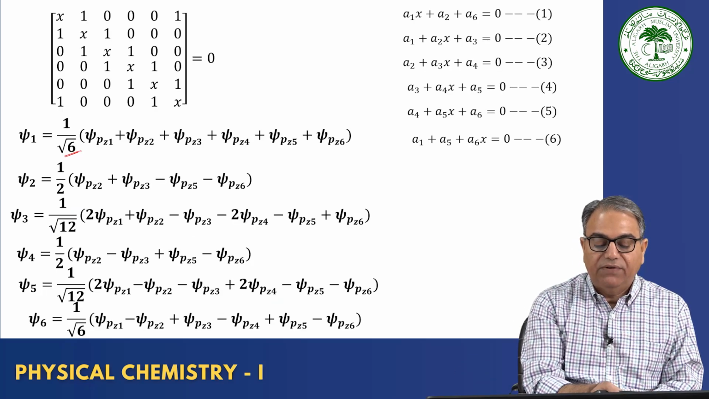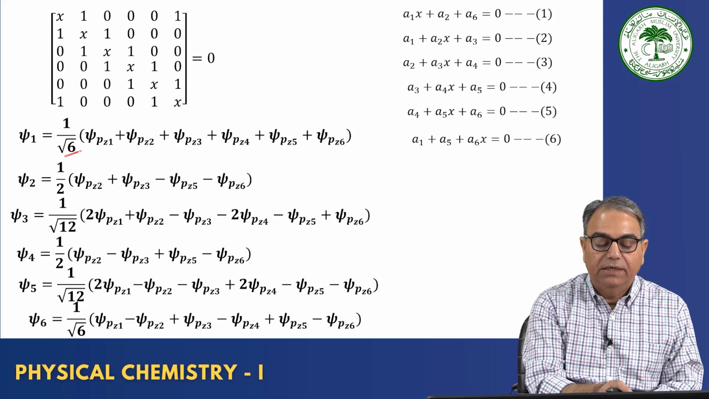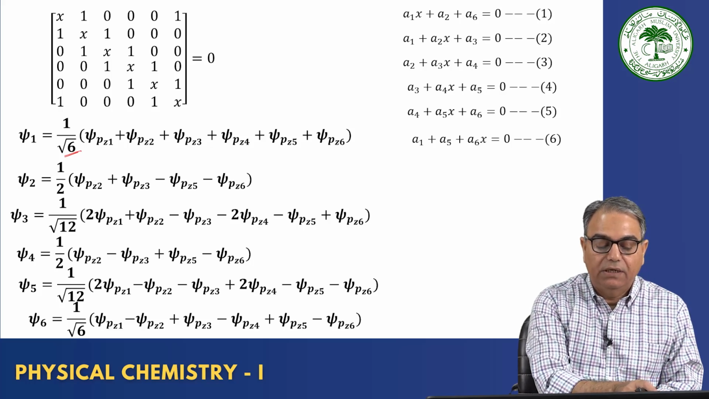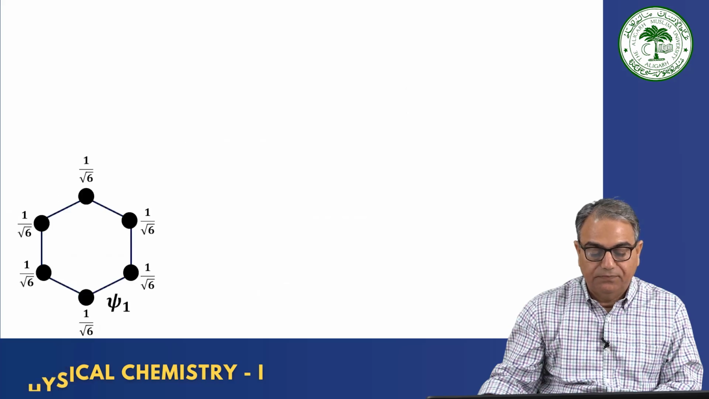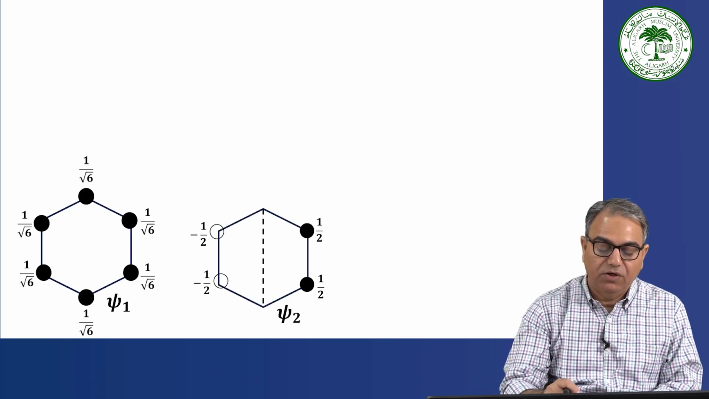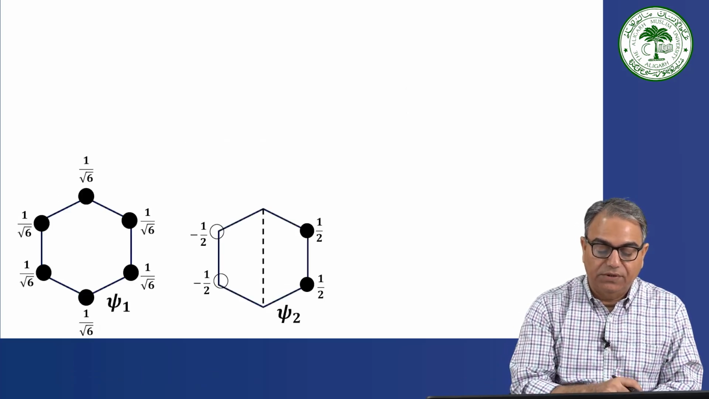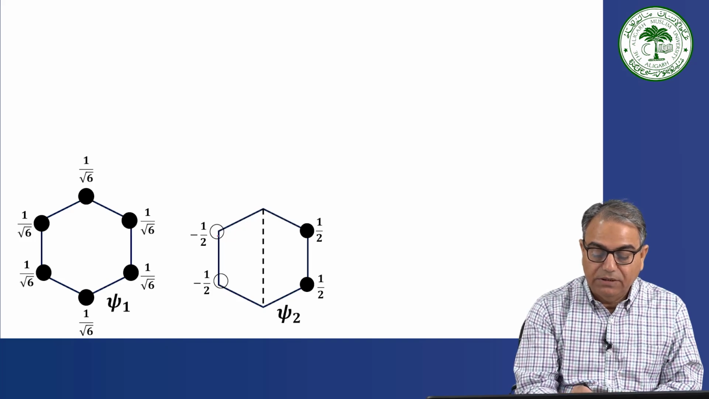C2, C3, C5 and C6. C5 and C6 are negative quantities and C2 and C3 are positive coefficients. So you look at this one. C2 and C3 are positive coefficients and these are negative coefficients. Now if you go from C2 to C6, what do you get? You get a node here.